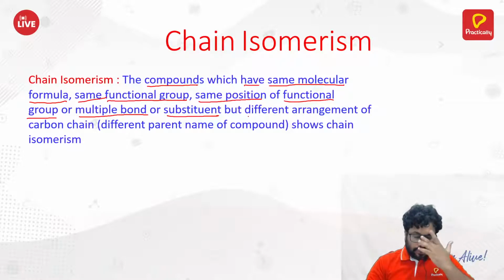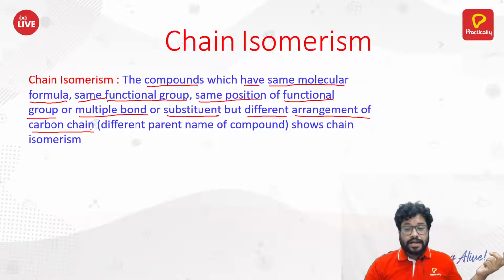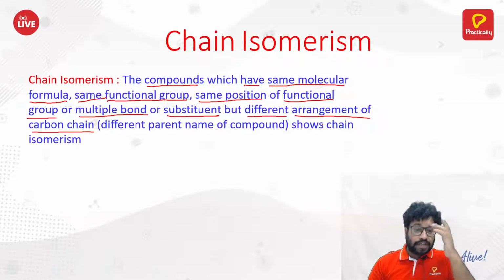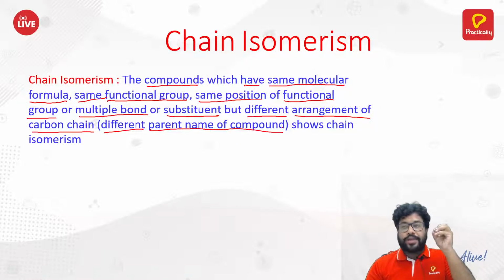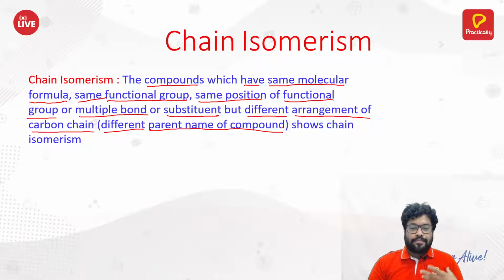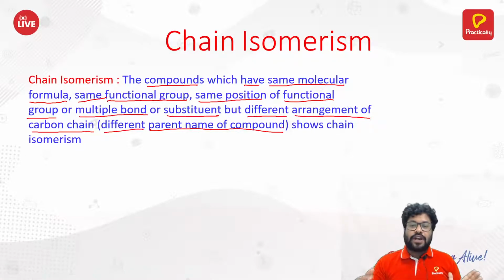But there is a different arrangement of the carbon chain, basically a different parent name. Where do we get the parent name from? We give the parent name based on the longest chain. The position of the functional group is the same, the position of the double bond is also the same, but the arrangement of the carbon chain is different.